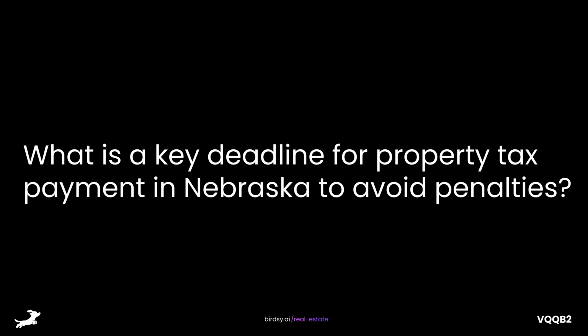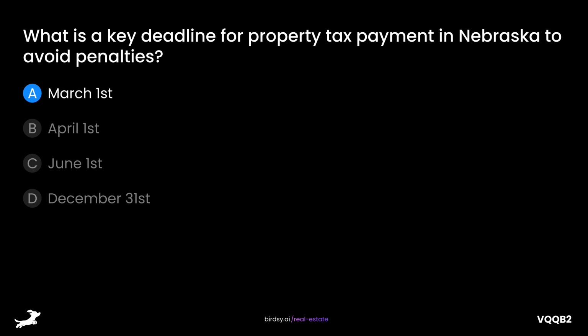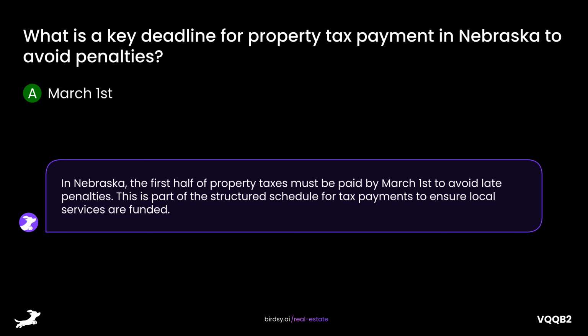What is a key deadline for property tax payment in Nebraska to avoid penalties? Is it A, March 1st, B, April 1st, C, June 1st, or D, December 31st? The answer is A, March 1st. In Nebraska, the first half of property taxes must be paid by March 1st to avoid late penalties. This is part of the structured schedule for tax payments to ensure local services are funded.